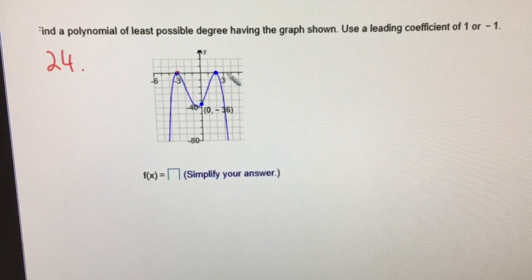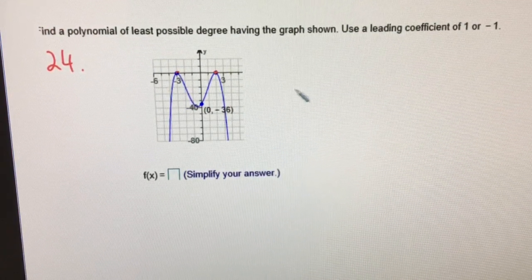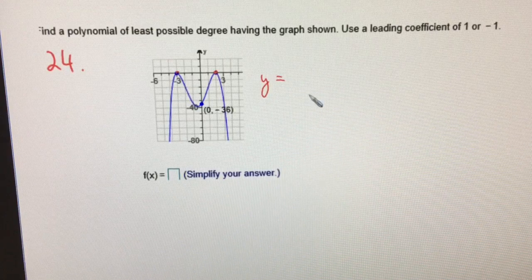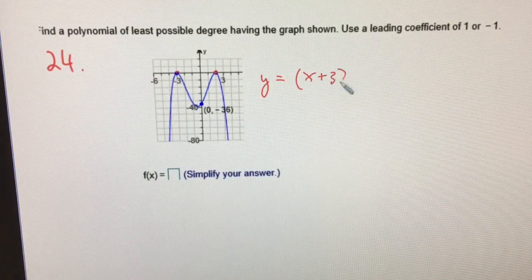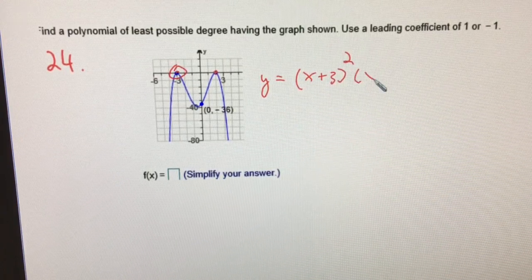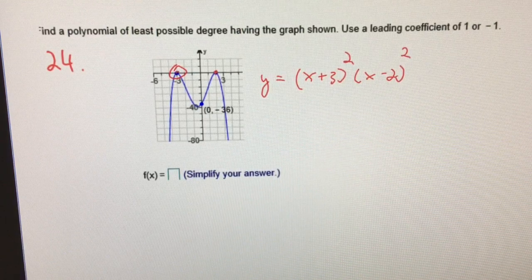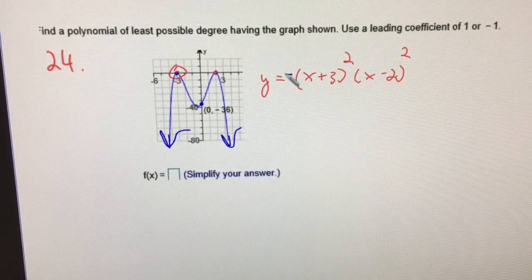For this one, it goes through -3 and it goes through -2. It touches and turns. It's negative, so it's concave down. So it's going to be y equals, or f of x equals, x plus 3 squared, because it touches and turns there. X minus 2 squared, because it touches and turns there. But because it's down, I have to put a negative in front of the answer.